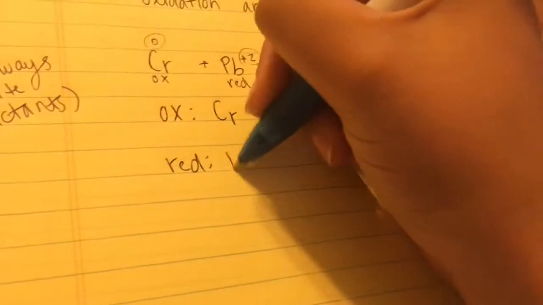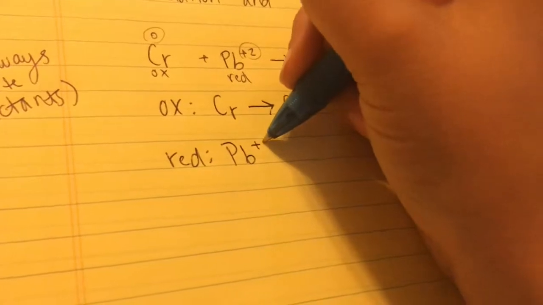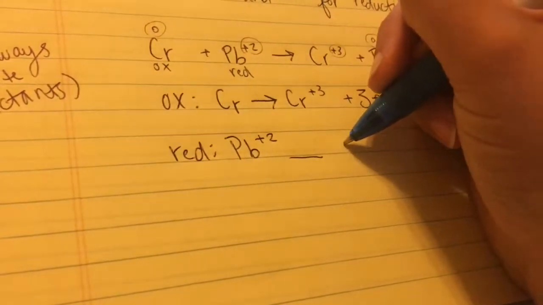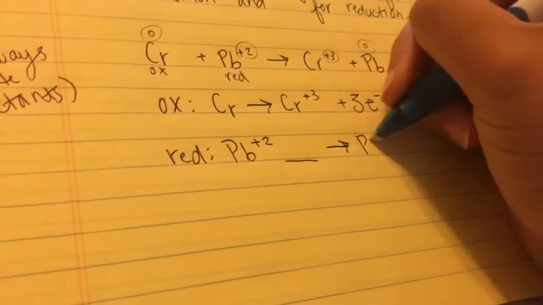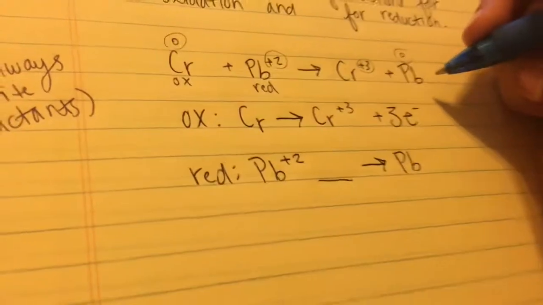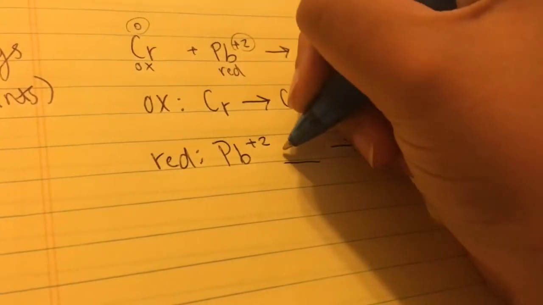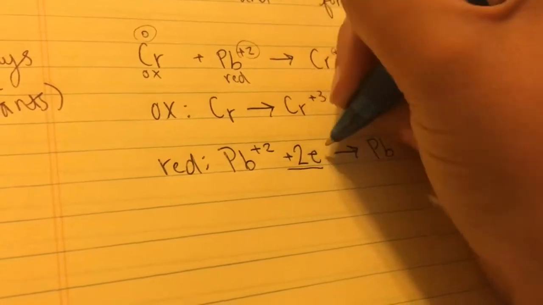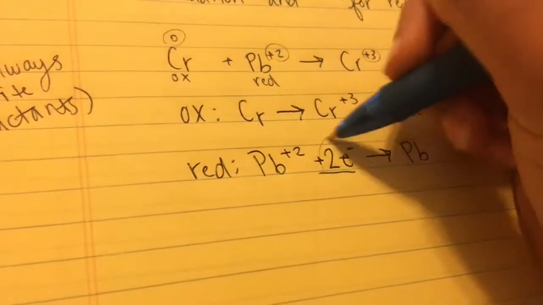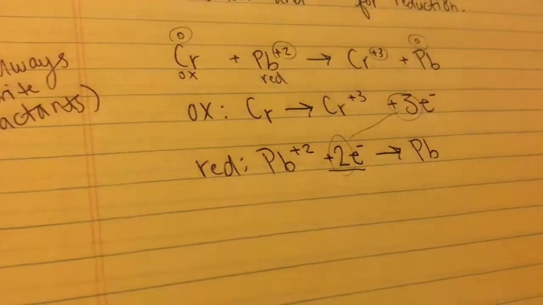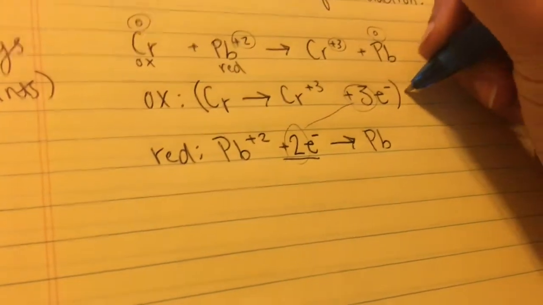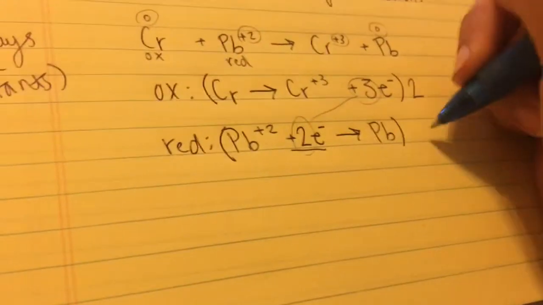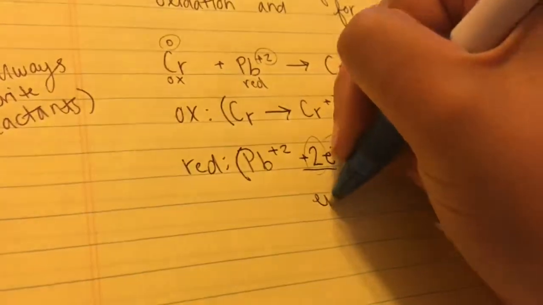Next, we can move on to the reduction reaction. The reduction reaction starts off with Pb +2. Then we can skip the arrow for a second and go back to it later. So then we draw the arrow and Pb, which is lead, with a charge of 0. Since Pb goes from +2 to 0, that means that it gained electrons and made the charge more negative, which is why we add 2 electrons to balance it out. However, 3 and 2 electrons are not even, so to balance it out, we have to multiply the chromium by 2 and the lead by 3.